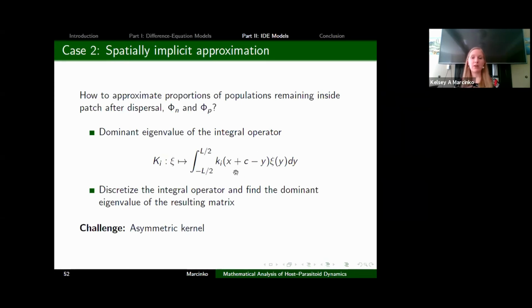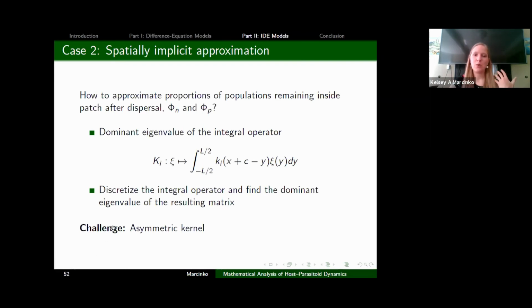And so some of the standard methods that work for symmetric kernels don't work, or are sloppy, I guess you could say, in their ability to estimate the dominant eigenvalue for an asymmetric kernel. One other approach is to take this kernel and discretize this integral operator, and to find the dominant eigenvalue of the resulting matrix. So there's a number of ways of doing that.